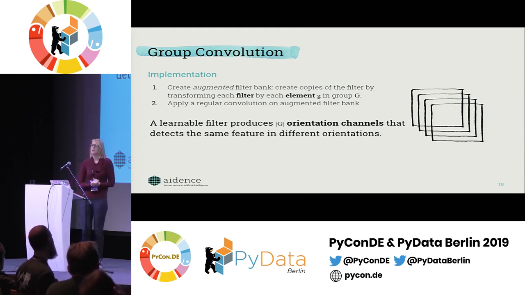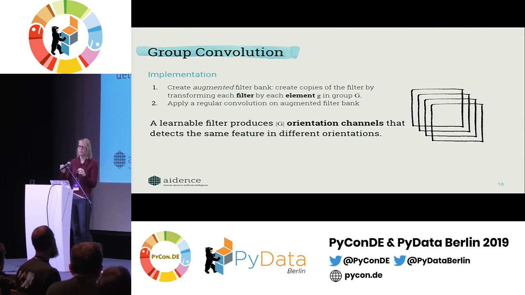The effect of this is that obviously we get more output feature maps, but some of these belong together. So if you have one learnable filter and it produces four orientation channels for the 90-degree rotations, which each pick up the same feature but in a different orientation, we call these orientation channels because they're various orientations of the same feature. And the number of orientation channels we produce depends on the size of the group. So for 90-degree rotations, it would be four. For 90-degree rotations with reflections, it would be eight. You can get a lot of groups.